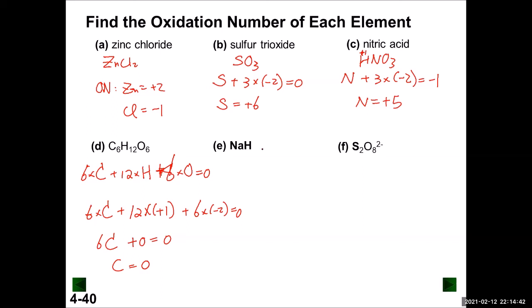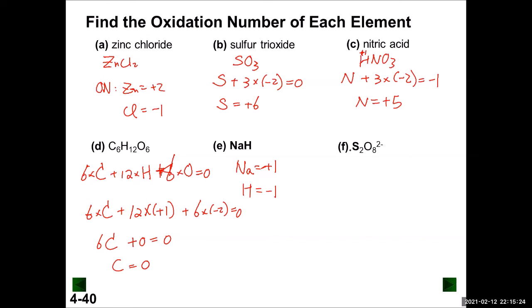Next, sodium hydride. Okay, sodium hydride. This is an ionic compound between sodium metal and hydrogen as a nonmetal. Because of the nature of the bonding, the metal should lose electrons. So the sodium should have a +1 charge, which is the same as the oxidation number. Sodium, as an alkali metal, always has a +1 ON number in a compound. And the sum of ON numbers should equal 0, and therefore the hydrogen should equal -1. So you can see hydrogen might have some variations in ON number.